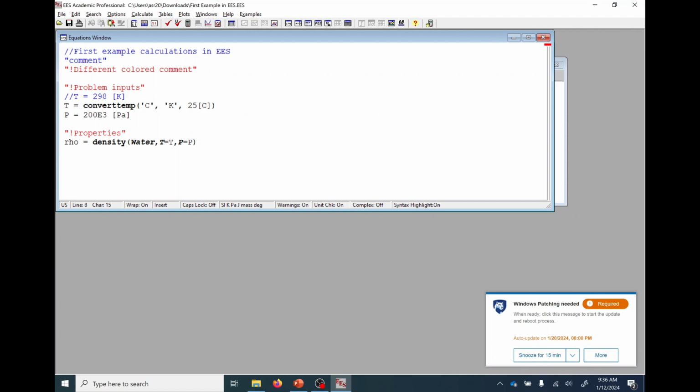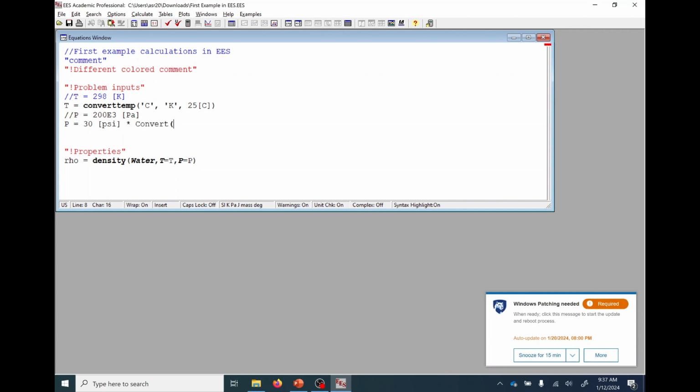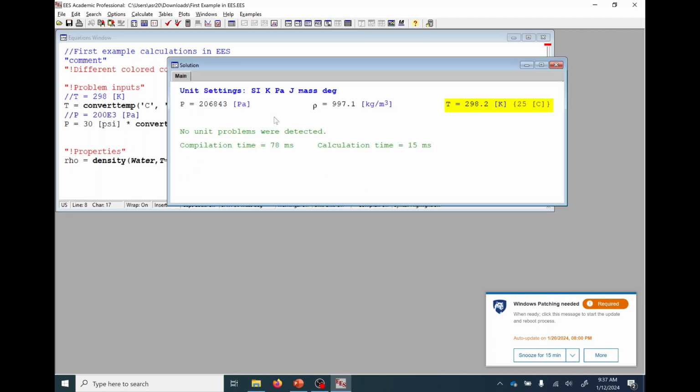You can go between Fahrenheit, Celsius, Kelvin, Rankine. For other quantities, I can also just use regular unit conversions, or just a conversion factor, a multiplier. So let's say I knew my pressure was in PSI. Somebody told me the pressure was 30 PSI, and I want to convert that to my SI system, so I'll do 30 psi times convert from psi to Pascal. I'll get the multiplying factor. I can run this again, and you'll see here the pressure is now in Pascal with no unit problems detected.